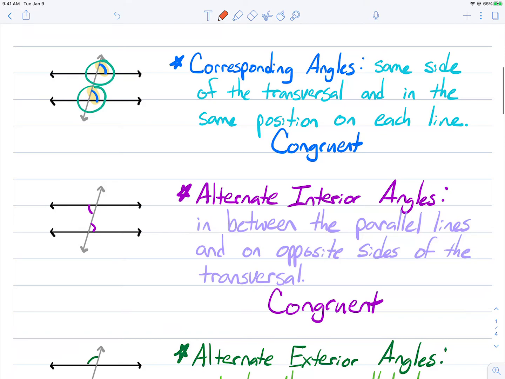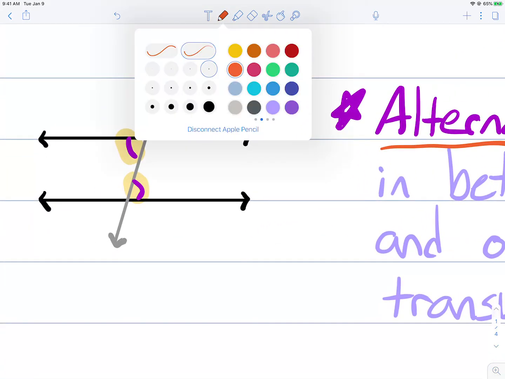Alternate interior angles are in between the parallel lines and on opposite sides of the transversal. So in between the parallel lines is where the word interior comes from. Interior means inside, like the interior of your bedroom is the inside of your bedroom, okay? And then alternate meaning different sides. So that's where the opposite sides come from. So one's on the left, one's on the right of the transversal, and they're in between the parallel lines. So that's where these two are alternate interior angles.